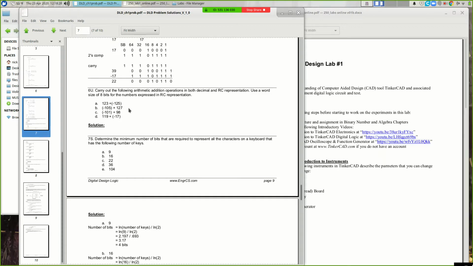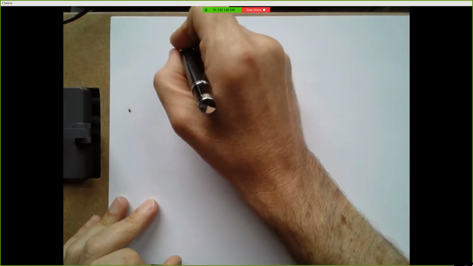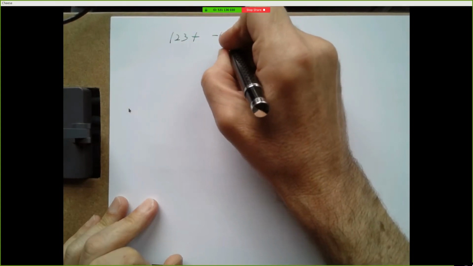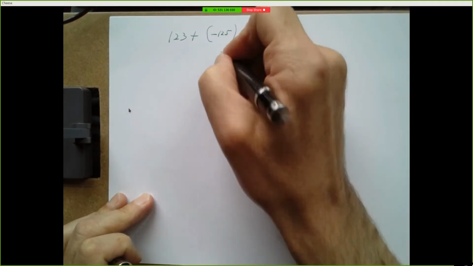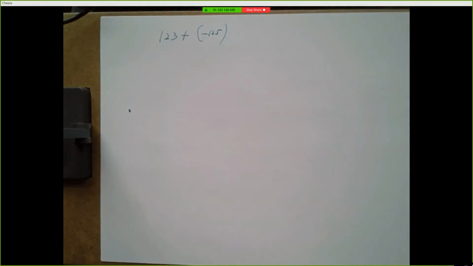So we're asked to calculate 123 plus negative 125. All right. So first question, can you write 123 in binary? Are we supposed to find the sums of the 1s and 0s to equal 123? Exactly, yeah. And you can do it by trial and error. You can start with 64 and then 32 and 16 and so on.